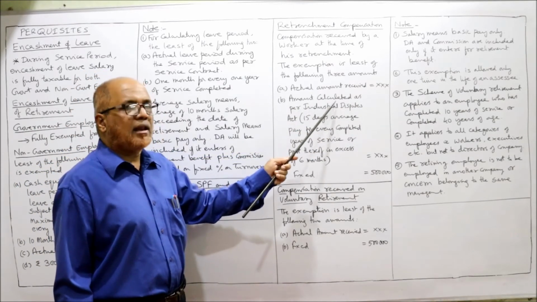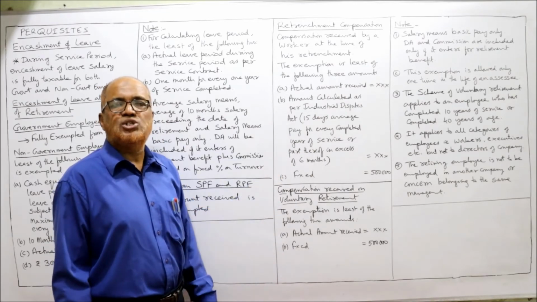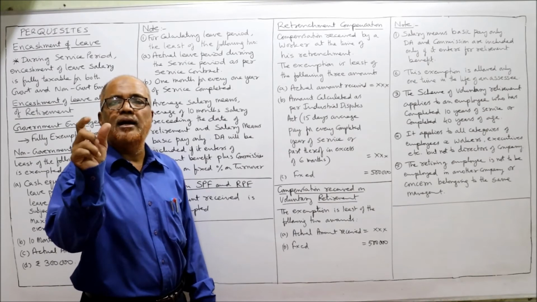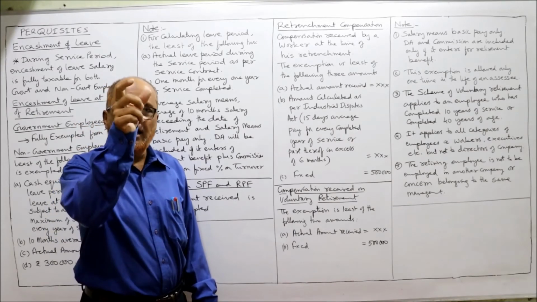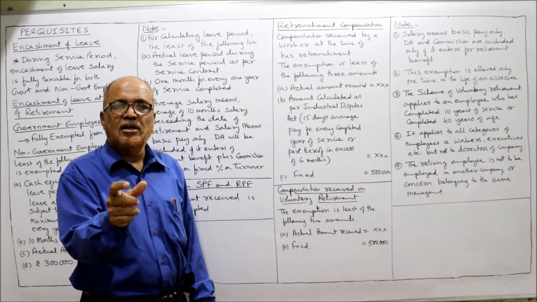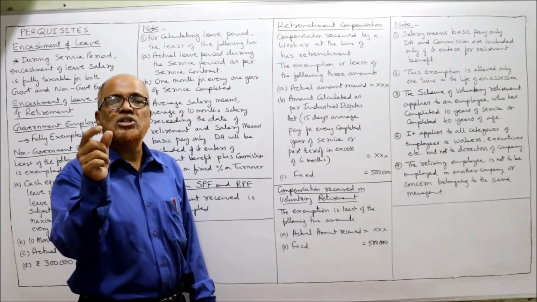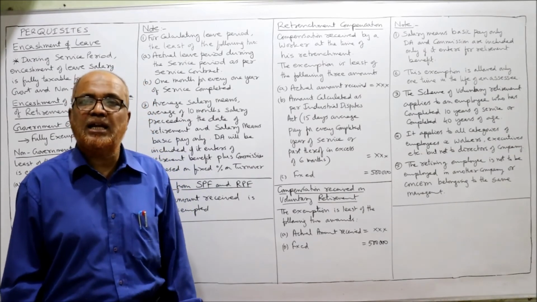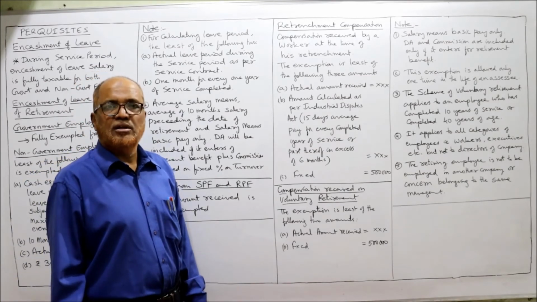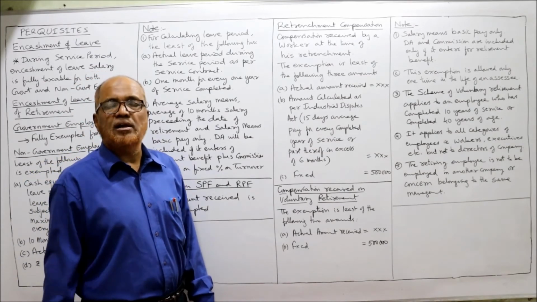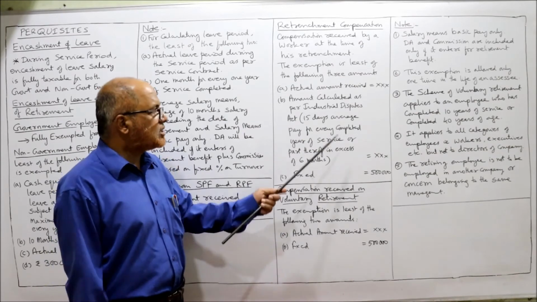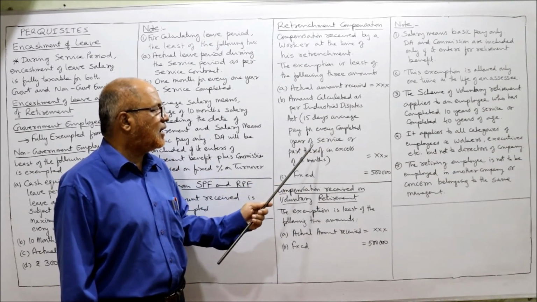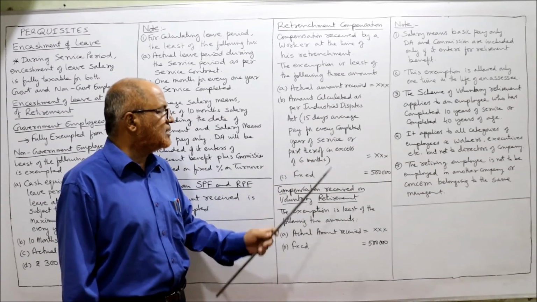Second, amount calculated as per Industrial Disputes Act. In India, we have a separate law called Industrial Disputes Act. Under Industrial Disputes Act, the law has given how much compensation should be paid when a worker is retrenched. So what the law says, 15 days average pay for every completed year of service, or a part thereof in excess of 6 months.